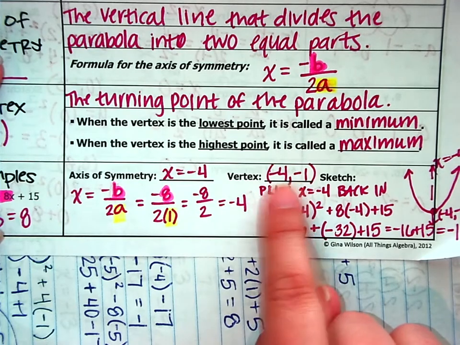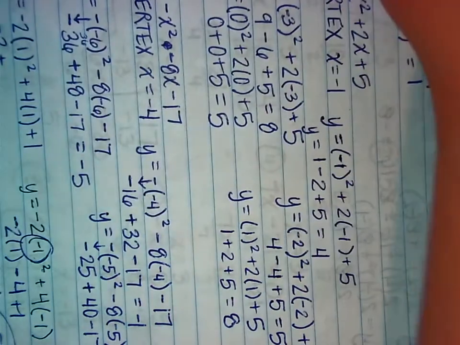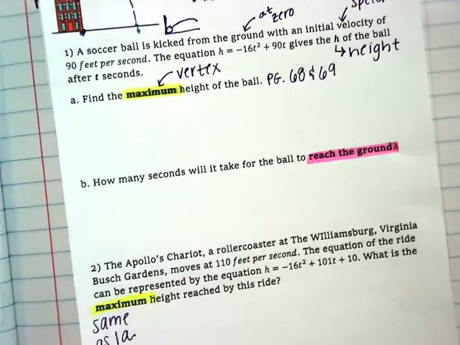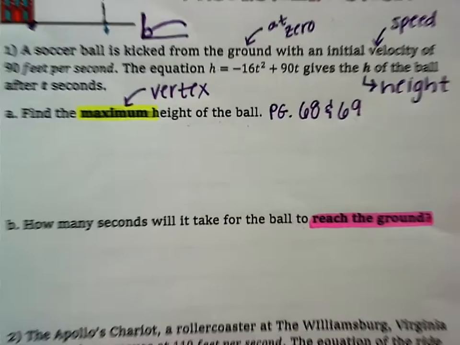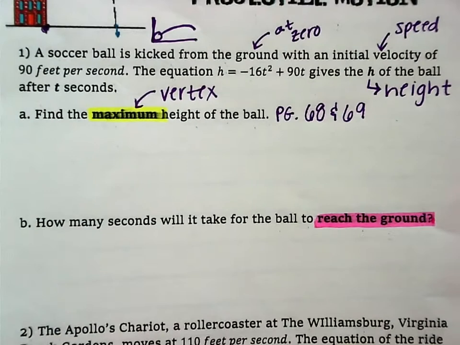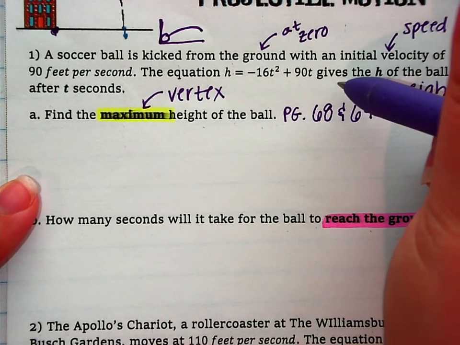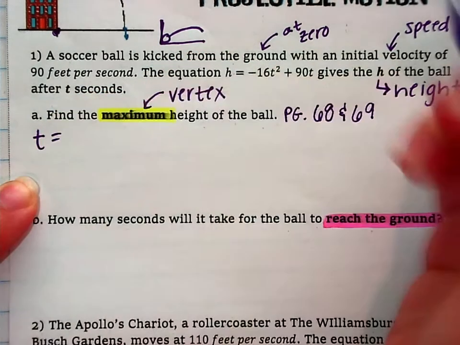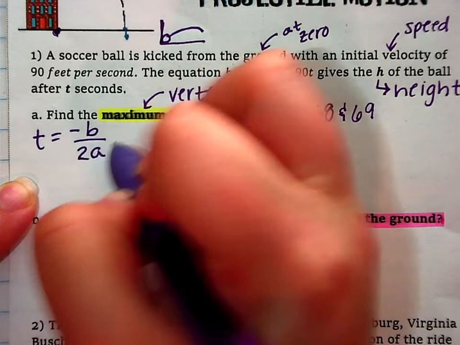So we're going to find the vertex, the coordinate point where the soccer ball is at the maximum. Maximum is a vertex. They use H and T instead of X and Y, and that's all right. We just have to remember that the first step, we're figuring out what T is equal to, which is the opposite of B over 2A.